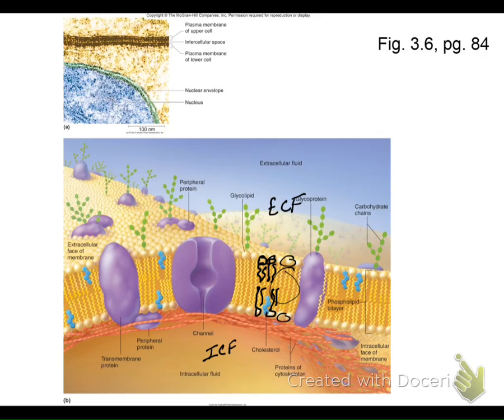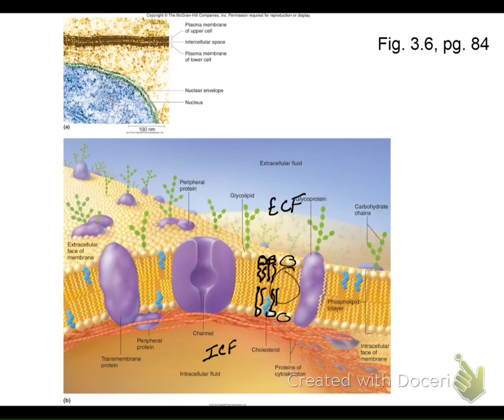Now this phospholipid bilayer is very fluid. It's not this stiff membrane. It's very fluid. In fact, we have proteins that are embedded in there. What do we call the different types of proteins embedded within the plasma membrane? A couple different names. Integral proteins, but we also have proteins that can be classified depending on where they are in that cell.